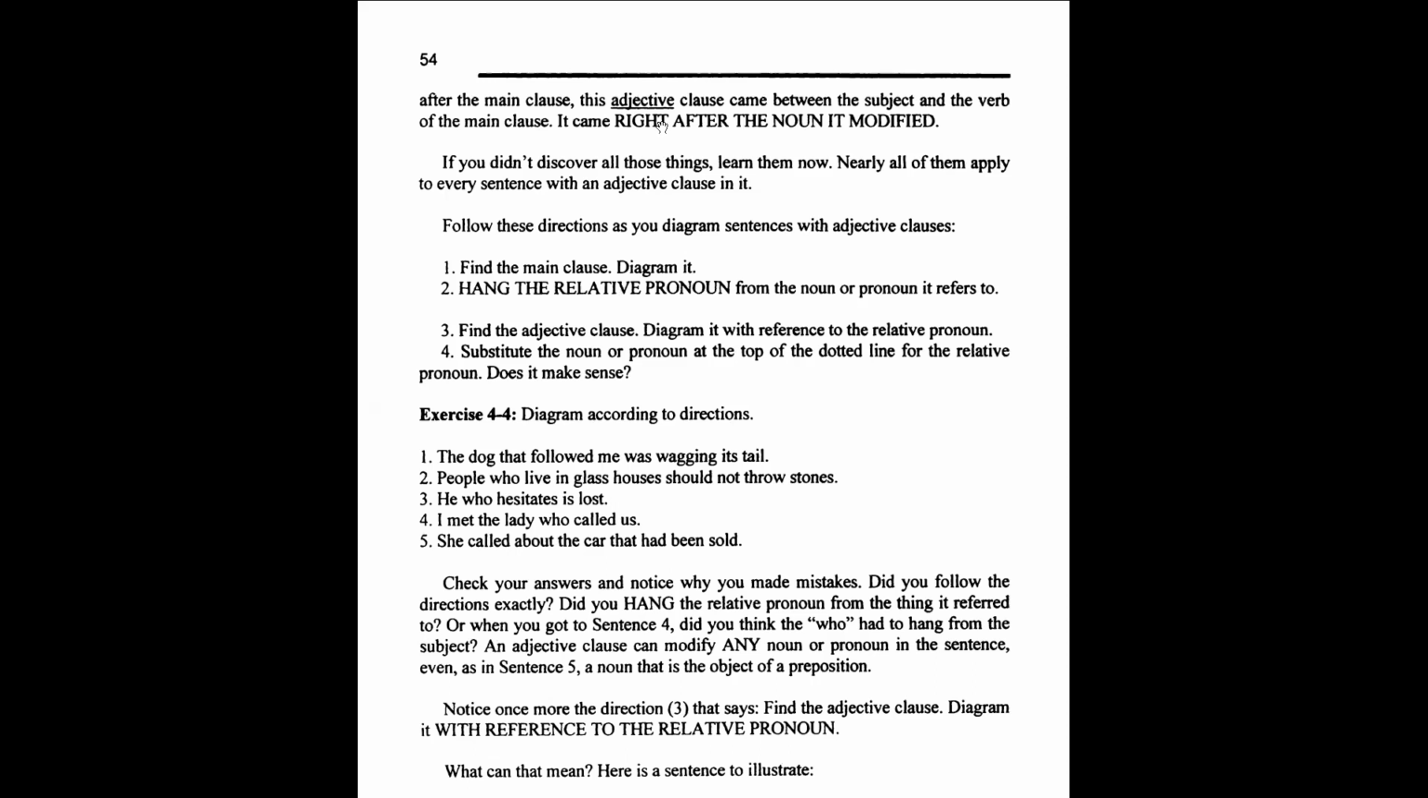So if you look at number 5, after you've diagrammed this: she called about the car. So where's our independent clause? She called about the car. That had been sold. That had been sold is the adjective clause. What's it modifying? It's modifying car. Car is the object of the preposition about. So how would you diagram this? We'll do this one.